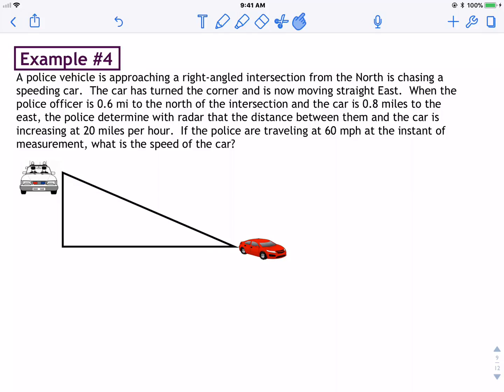This is one of the lesson videos for 5-6. It's going through some of the related rates. We're looking at number 4 about the police car that's driving towards the angled intersection where there's a car that it's chasing, speeding away from it.